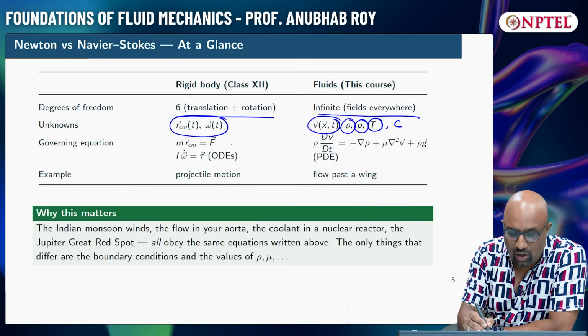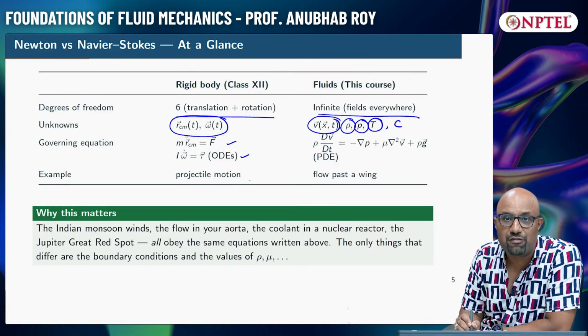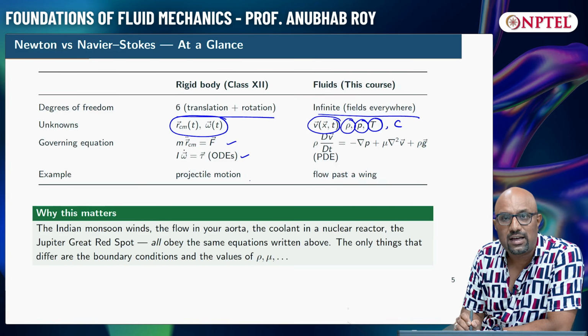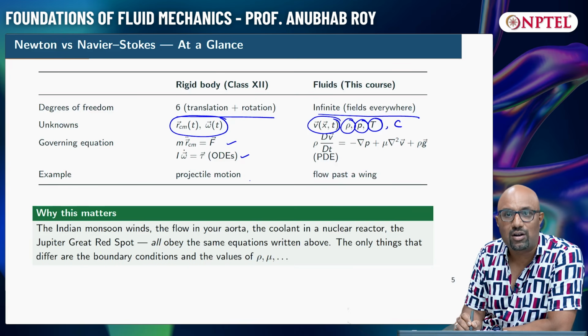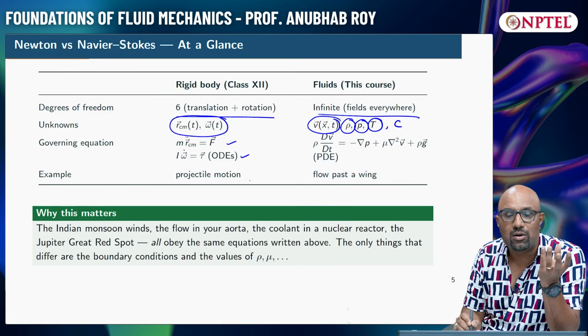Previously, your Newton's law for translation and rotation just said that mass times acceleration is equal to the sum of all external forces. Moment of inertia times the angular acceleration is equal to the sum of all torques acting on the system. These are a bunch of ordinary differential equations. They could get a little more tedious if instead of a point you are trying to track, let's say, a frisbee.